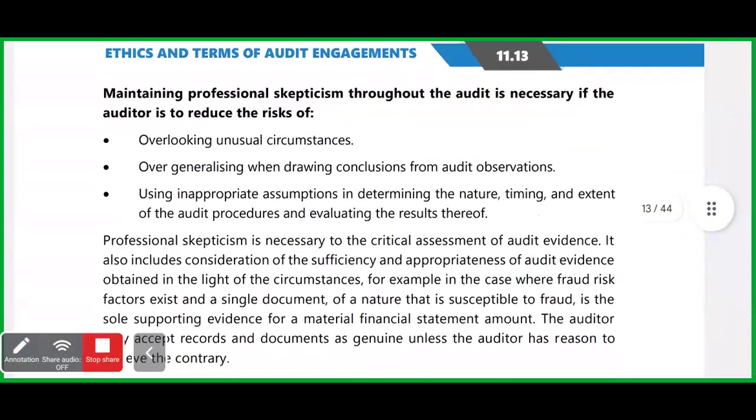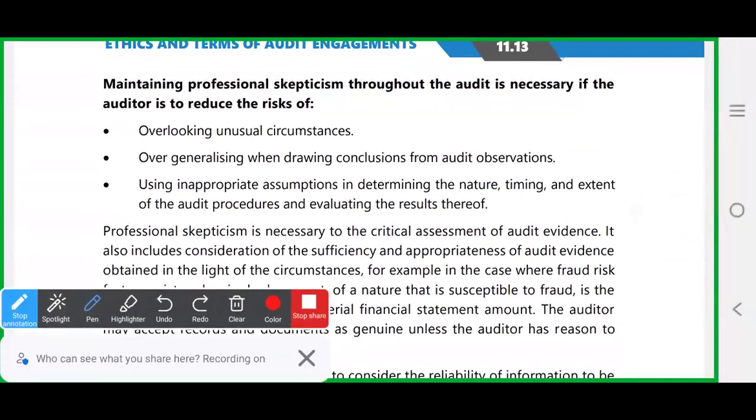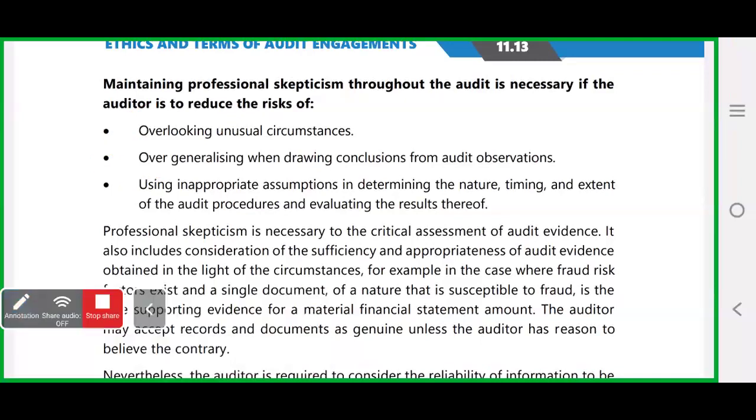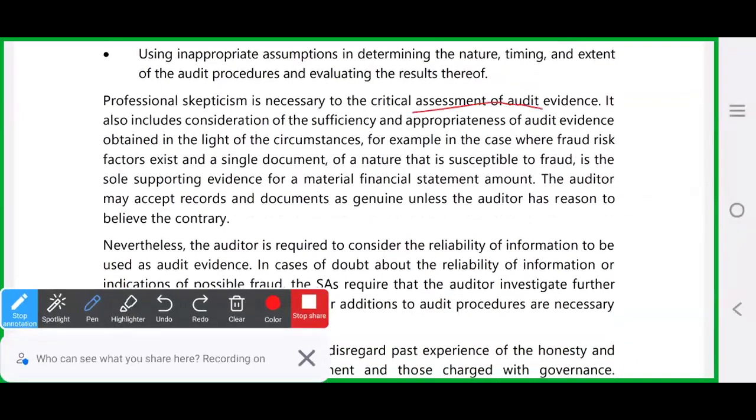So, the auditor has to maintain professional skepticism throughout the audit. That is very important to reduce the risk of overlooking unusual circumstances, overgeneralizing when drawing conclusions, and using inappropriate assumptions in determining the nature, timing, and extent of audit procedures. So, professional skepticism is very necessary for the critical assessment of audit evidence. This includes the sufficiency and appropriateness of audit evidence.